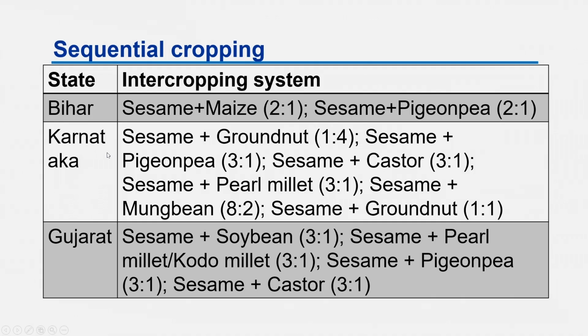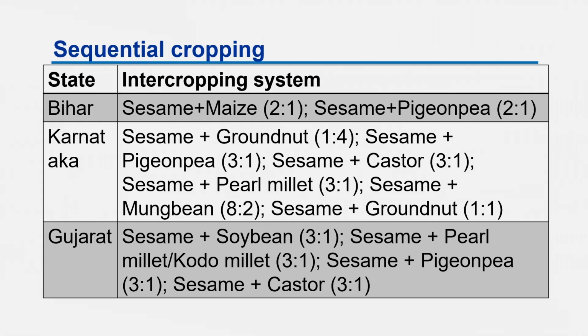Then for Karnataka, sesame plus groundnut 1:4, sesame plus pigeon pea 3:1, sesame plus castor 3:1, sesame plus pearl millet 3:1, sesame plus mung bean 2:2, 8:2, sesame plus groundnut 1:1. So here sesame plus groundnut 1:1 means one row of sesame and then one row of groundnut. That is why it is 1:1.